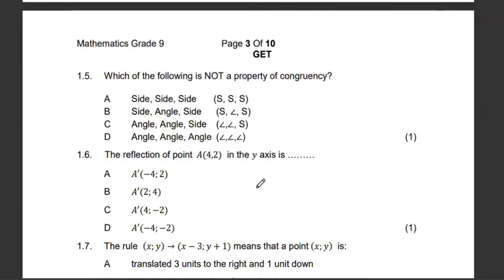Then which of the following is not a property of congruency? So with congruency, we know that we're dealing with identical shapes, okay? So with identical shapes, we have side, side, side, which is okay. Side, angle, side, which is fine. Angle, angle, side, which is also correct. Angle, angle is a property of similarity.